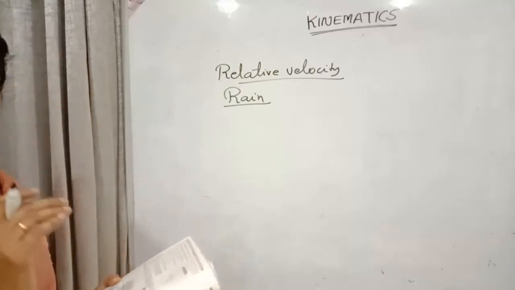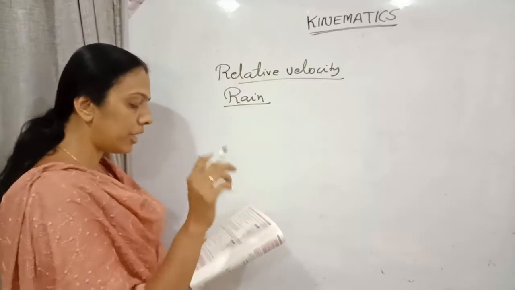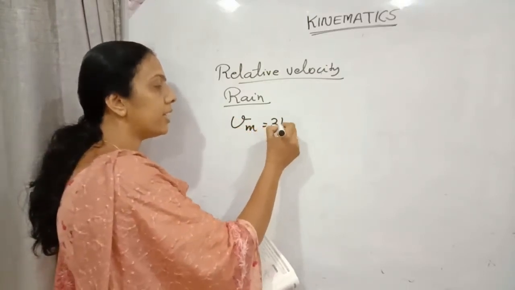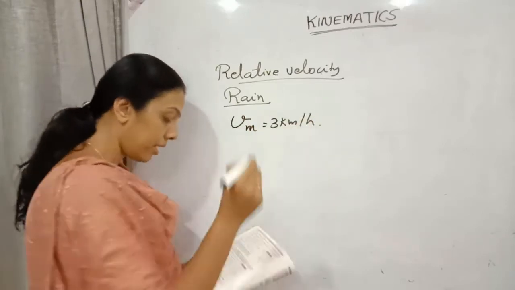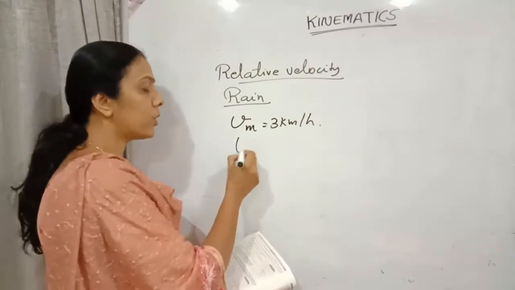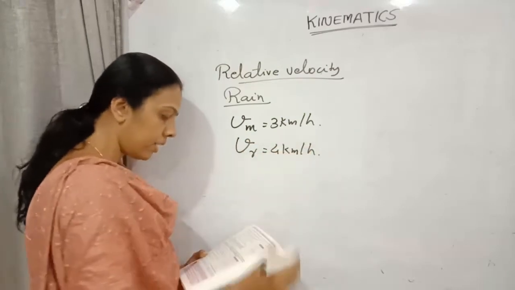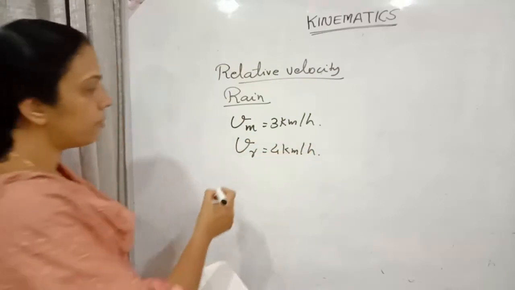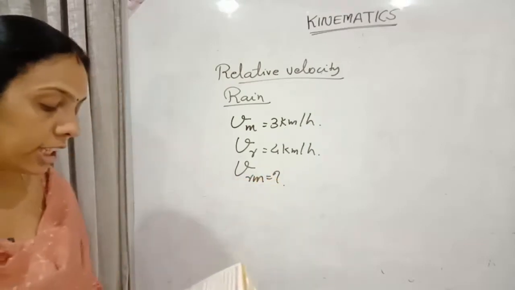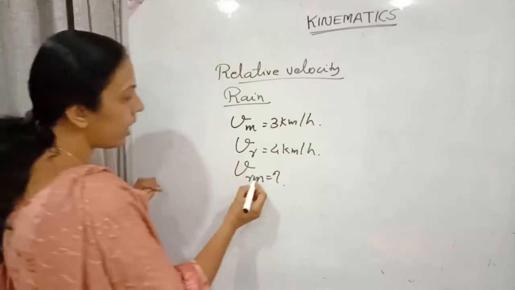For that, the data given are: man is walking on a level road at a speed of 3 km per hour, so velocity of man is 3 km per hour. Raindrop falls vertically with a speed of 4 km per hour, so velocity of rain is 4 km per hour. We need to find the velocity of the raindrop with respect to the man, and the direction in which he should hold his umbrella to protect himself from rain. So VRM, how can we find it?